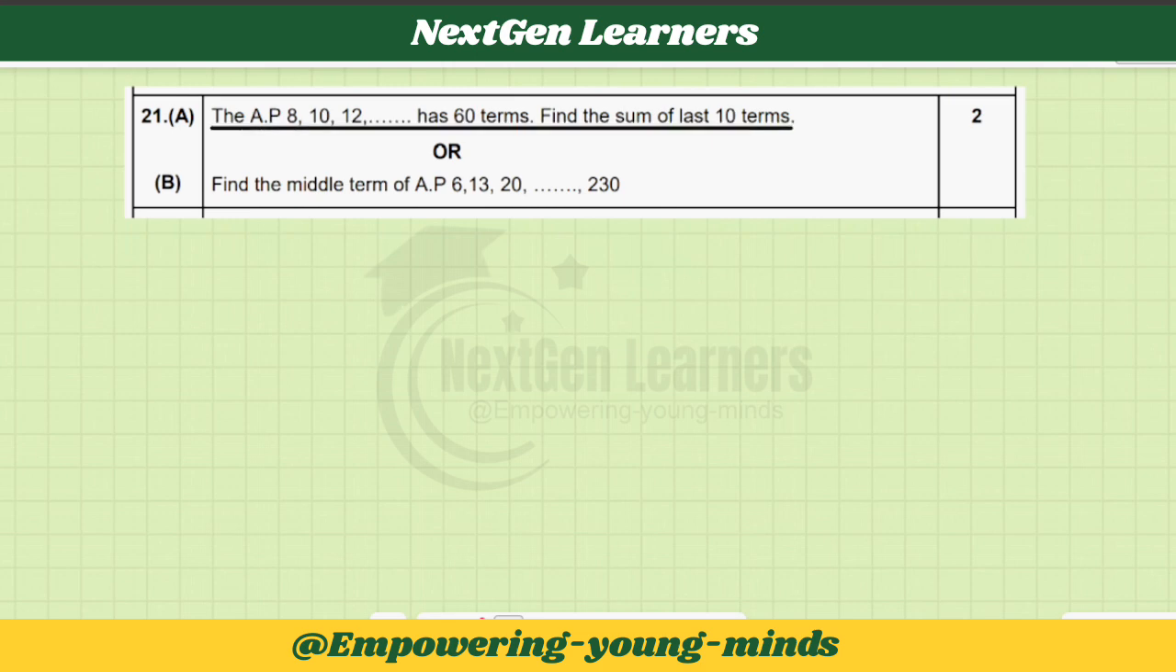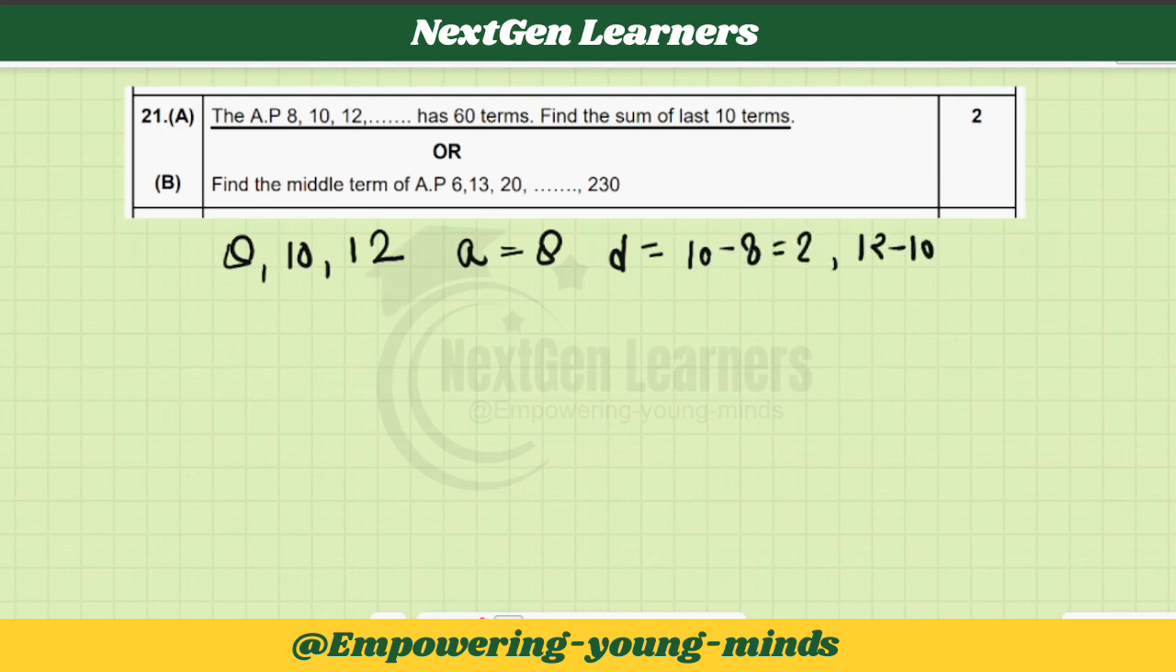हमको एक AP दी हुई है जिसके एलिमेंट्स है 8, 10 and 12. So if I'll calculate the first term, so first term will be as A is equal to 8, and if I calculate the difference, 10 minus 8 is equal to 2, or 12 minus 10, that is also equal to 2. So hence my difference will be basically 2.